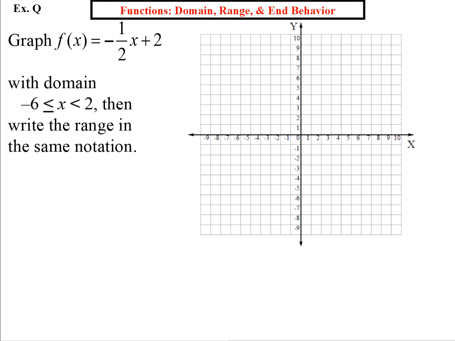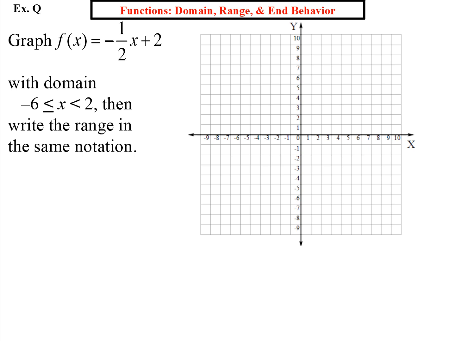On the top left and right, example Q, graph f of x equals negative 1/2 x plus 2 at the top, or wherever you can fit that. It says, example Q, graph f of x equals negative 1/2 x plus 2, with the domain negative 6 less than or equal to x less than 2, then write the range in the same notation. Which means we need to graph it first, yes? Okay.